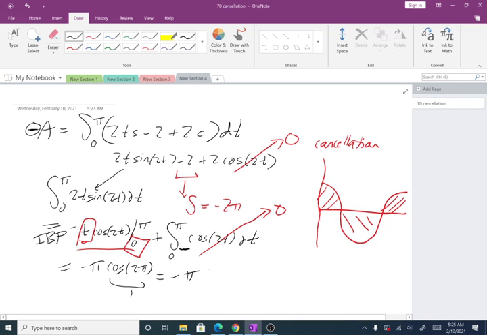So therefore, the area will then be pi plus 2 pi. So we should just get 3 pi, if I didn't make an error.